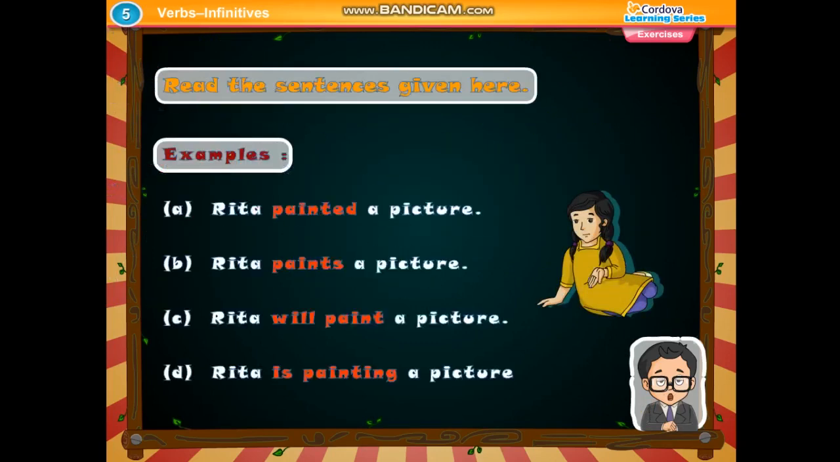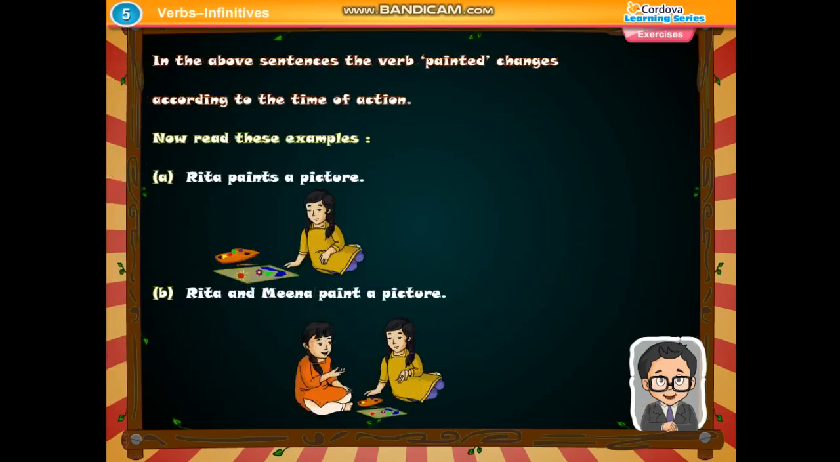Read the sentences given here. Examples: Rita painted a picture. Rita paints a picture. Rita will paint a picture. Rita is painting a picture. In the above sentences, the verb painted changes according to the time of action.